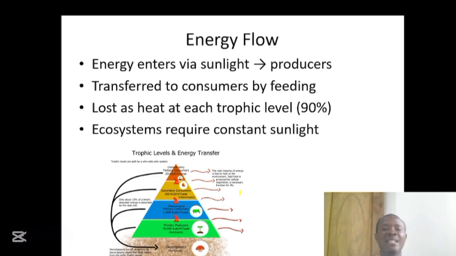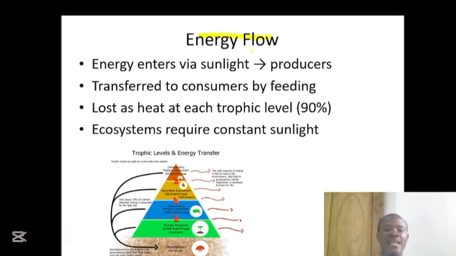Now let's talk about the energy flow, how energy moves in an ecosystem. So everything has to start with the sunlight. Plants will make use of that sunlight energy, convert it into chemical energy through the process we call photosynthesis. But the energy flow has to start with light, because the sunlight is the main source of energy on earth.